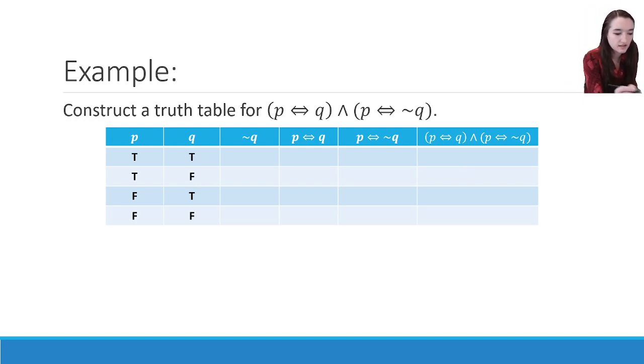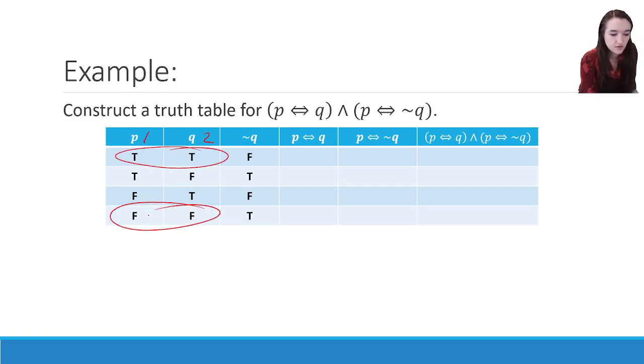So we start by negating Q. I take this column and I change all of the symbols, true goes to false, false to true, and so on. P if and only if Q, remember, that is only true if the values match. So we look at what are the values. This is column 1, column 2. When do they match? They match here, and they match here. So we get true, false, false, true.